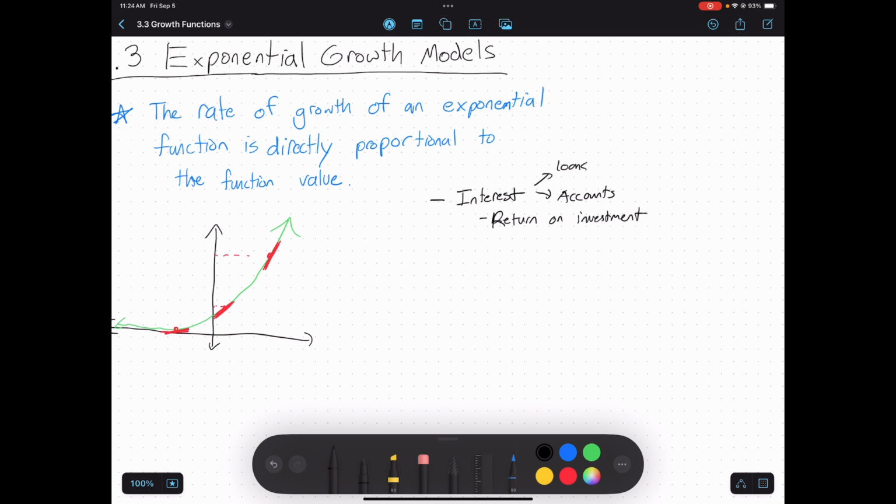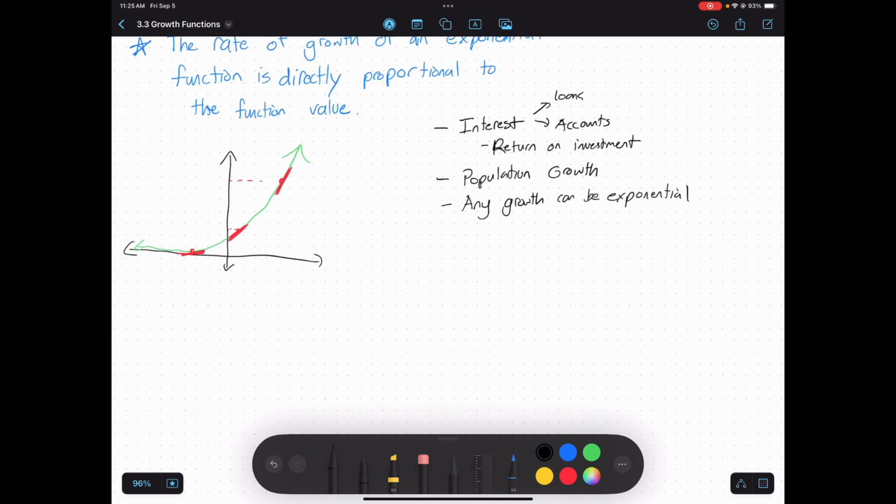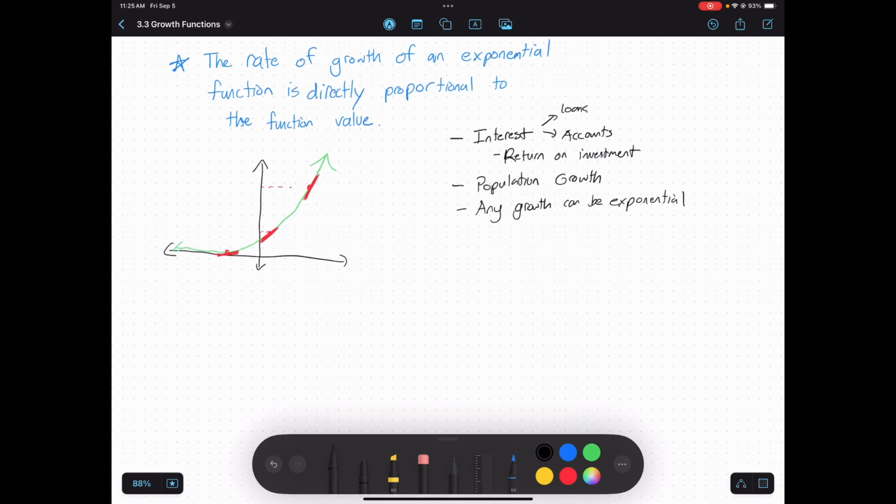Another great example of this is population growth. If you think about an animal population, the bigger the population, the higher the growth rate or the higher the birth rate because there's more animals to reproduce. So that rate of growth is larger as your function value gets bigger. And as we're going to see, really any growth can potentially be exponential. And so you'll see a few examples in the homework where the growth ends up actually being exponential growth.